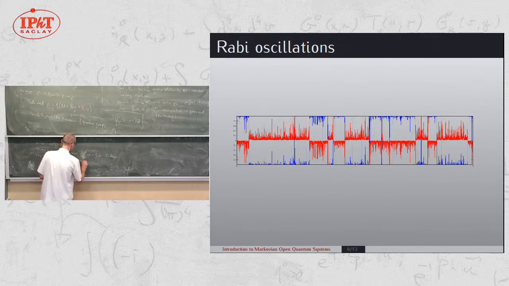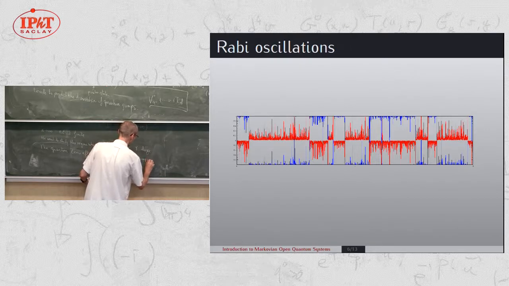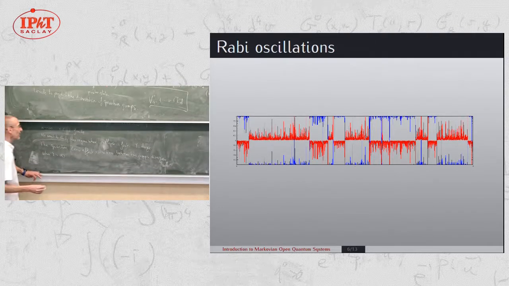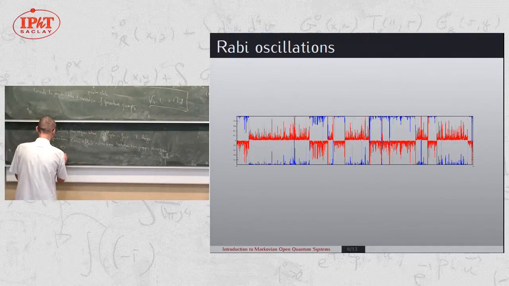The time between two jumps diverges when gamma goes to infinity. Okay, and what is interesting is that, however, if omega scales like gamma, then there is a finite limit.